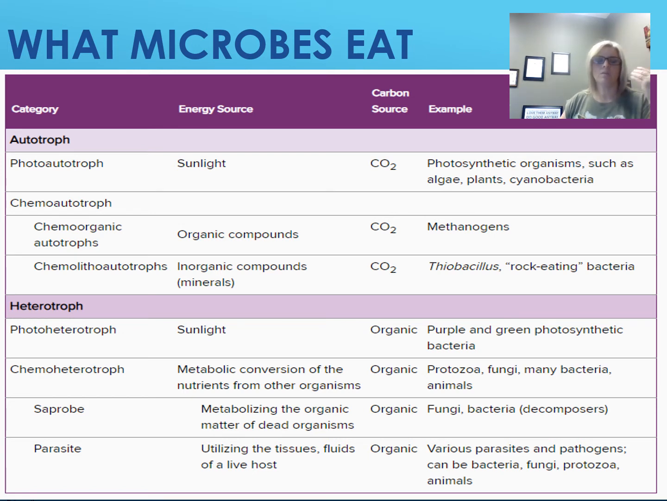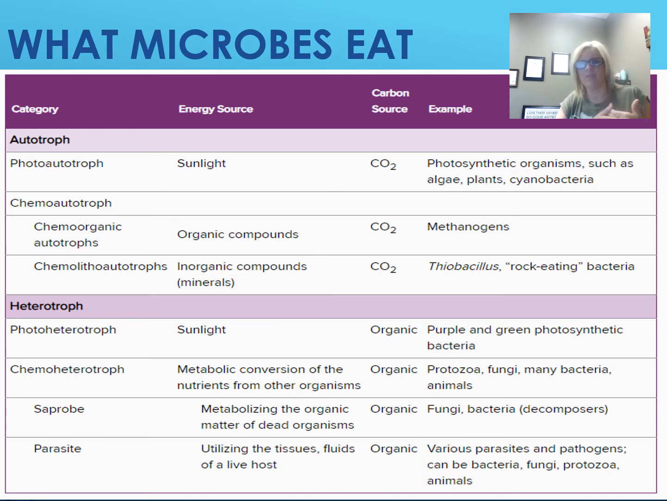All right, and so we can also break that down into photoautotroph, so light self-feeder, photosynthetic, producing organic molecules using carbon dioxide that can be used by themselves and by heterotrophs. Okay, and then we have our chemoautotroph, so self-chemical feeder. Chemo-organic autotrophs are going to use organic compounds for energy and able to use inorganic compounds as a carbon source. Okay, and I'm throwing a lot at you, but we're going to get into this in more detail.